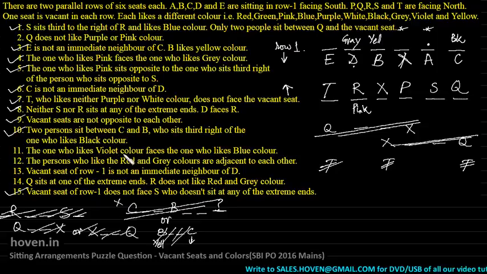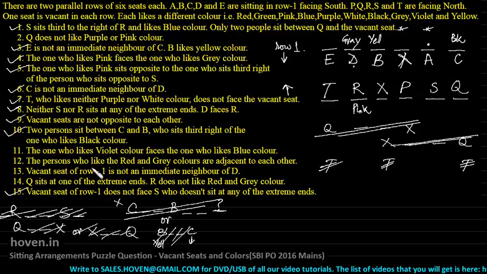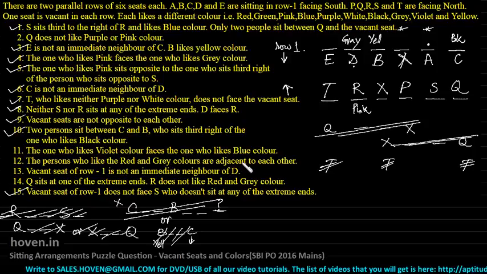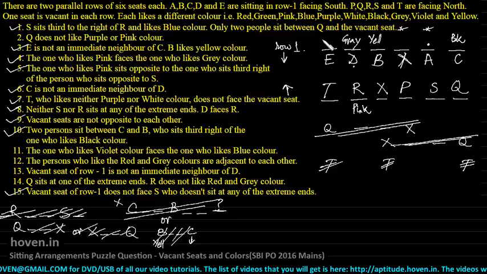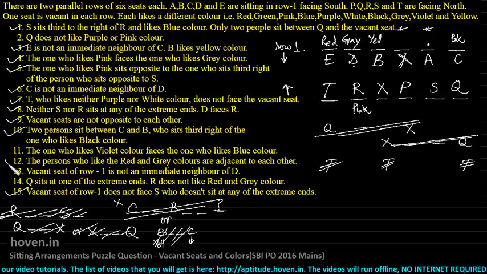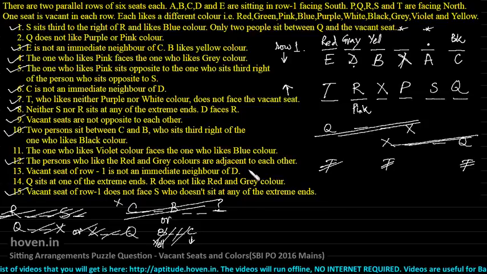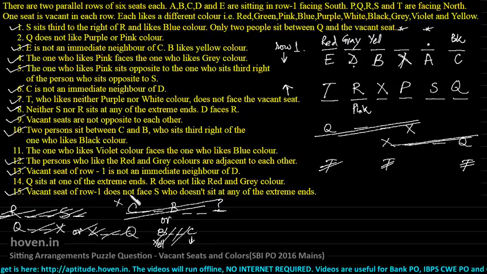The one who likes violet color faces the one who likes blue color. Now there is nobody known for blue color, so we'll wait for this one. The persons who like red and grey are adjacent. This means red and grey will be adjacent if this is red, because yellow is already this, so E is red. Tick mark, this is already done. Vacant seat of row 1 is not an immediate neighbor of D. This was already consumed, tick mark.